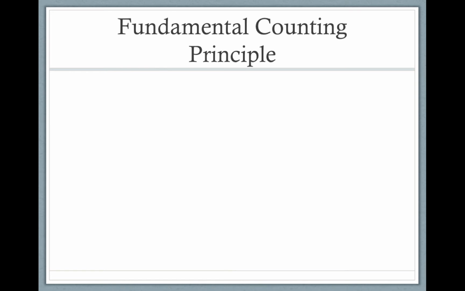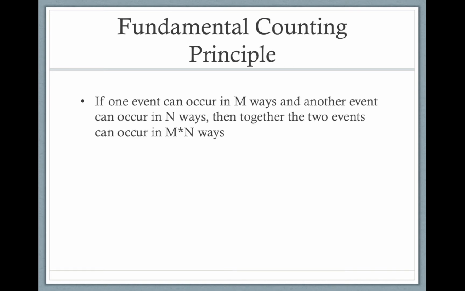Okay, so oftentimes we don't necessarily want to list all the possible outcomes in the sample space. Sometimes we just want to know how many outcomes are in the sample space. So we're now going to talk about the fundamental counting principle. It gives us an easy way to get to the total size of the sample space. It says that if one event can occur in m ways and another event can occur in n ways, then together the 2 events can occur in m times n ways.